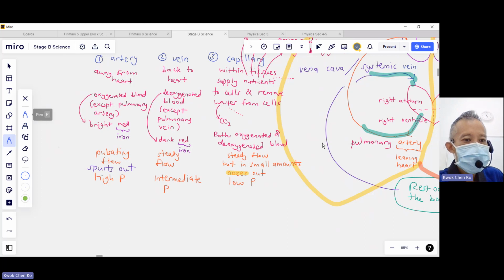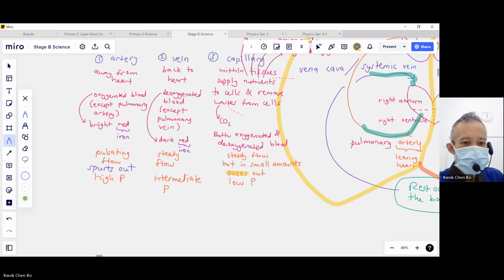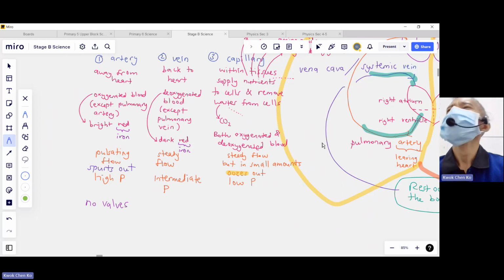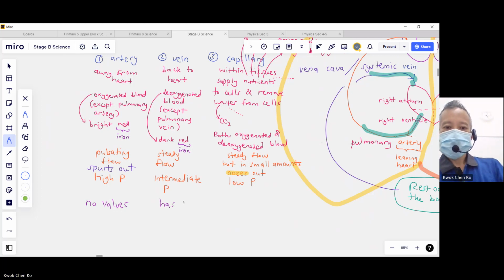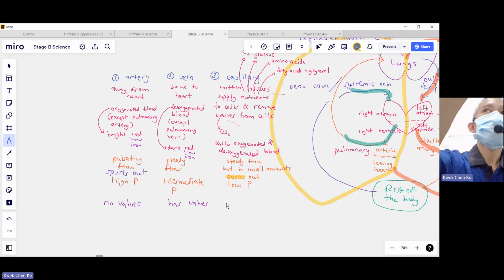Oh, yes, artery has no valves. No valves. Valves are, it's hard to describe, like a membrane within the blood vessel. But what you need to know is vein has valves. Of course, you'll be asking, what's the purpose of valves? Valves prevent the blood from flowing backwards. That means it allows the blood to flow only in one direction.